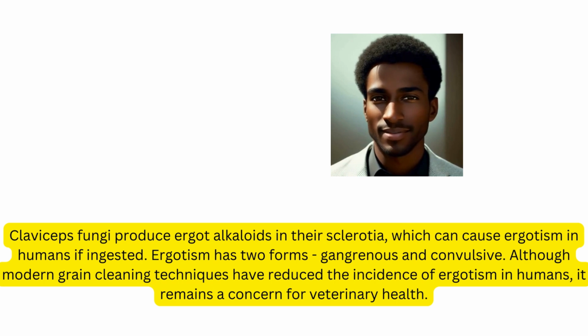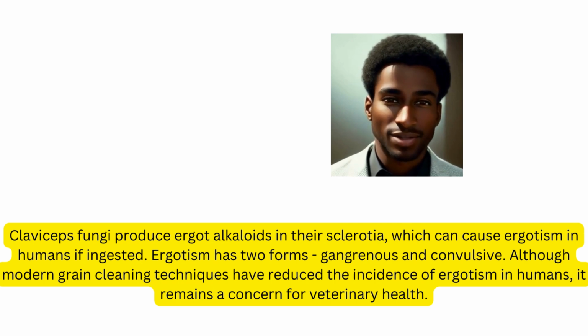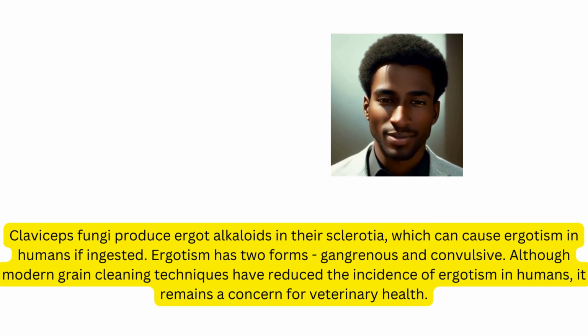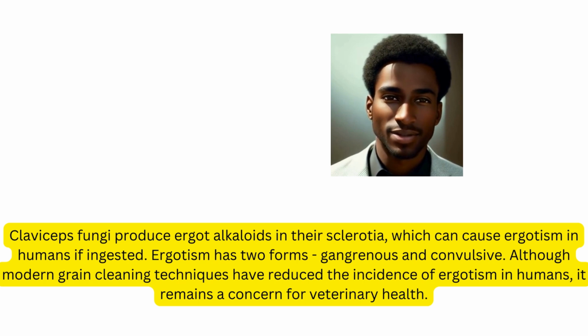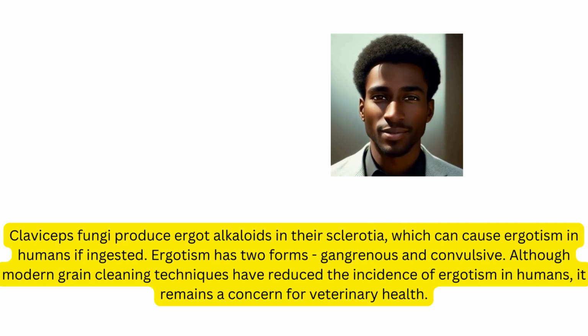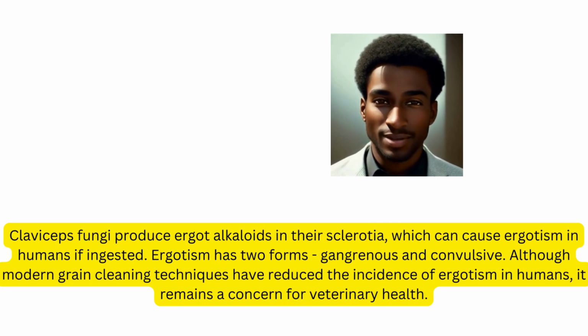Ergot alkaloids, toxic compounds found in Claviceps sclerotia. Claviceps, which are common pathogens of various grass species, produce toxic compounds known as ergot alkaloids in their sclerotia. Ingesting ergot sclerotia can cause ergotism, a human disease once known as St. Anthony's fire, with two distinct forms, gangrenous and convulsive. Although modern grain cleaning techniques have reduced the prevalence of ergotism in humans, it remains a veterinary concern.